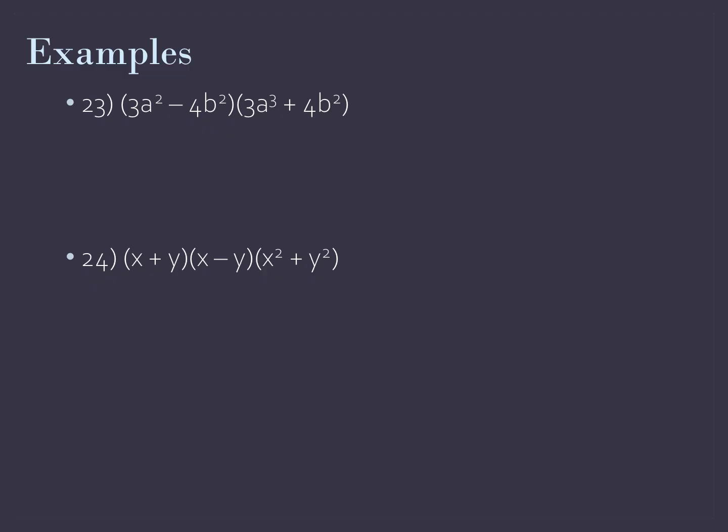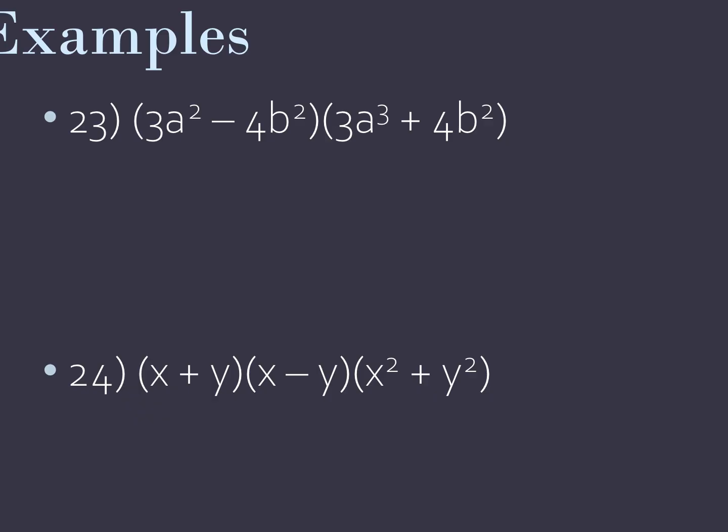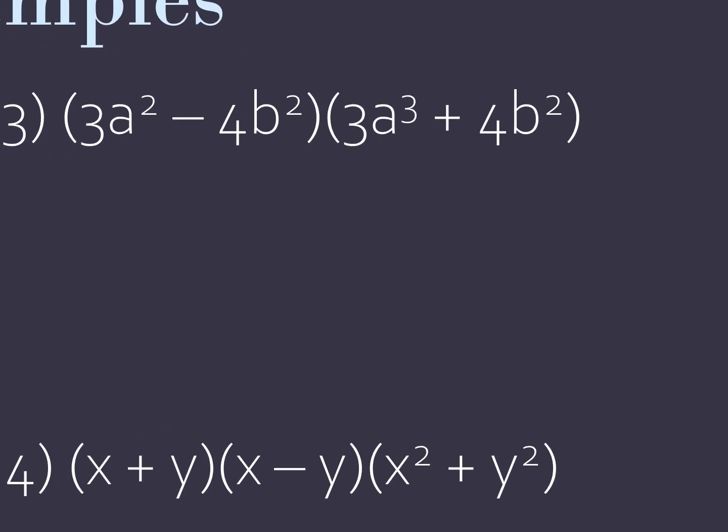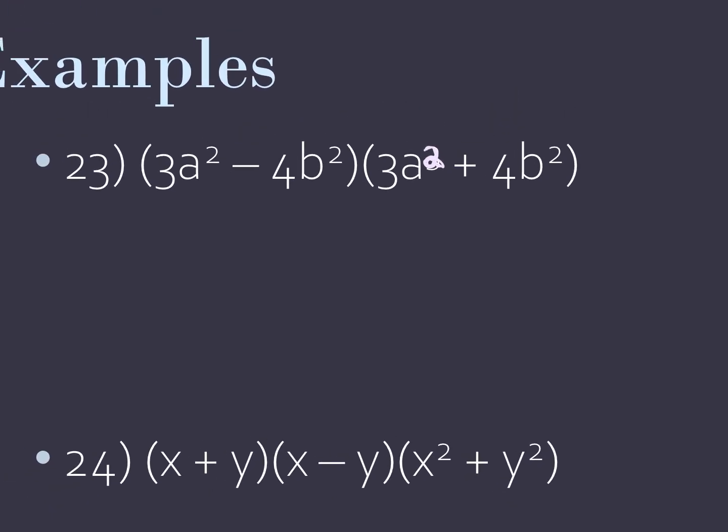I'll do these two and then we'll be done for today. All right, this one's a typo. This one should say 3a to the power of 2. So that should say 2. All right, this one is a special product again, right? Keep in mind this is the product of a sum and a difference. So I have 3a squared, 4b squared, and 4b squared. I have a minus and a plus. So we can do our special product.